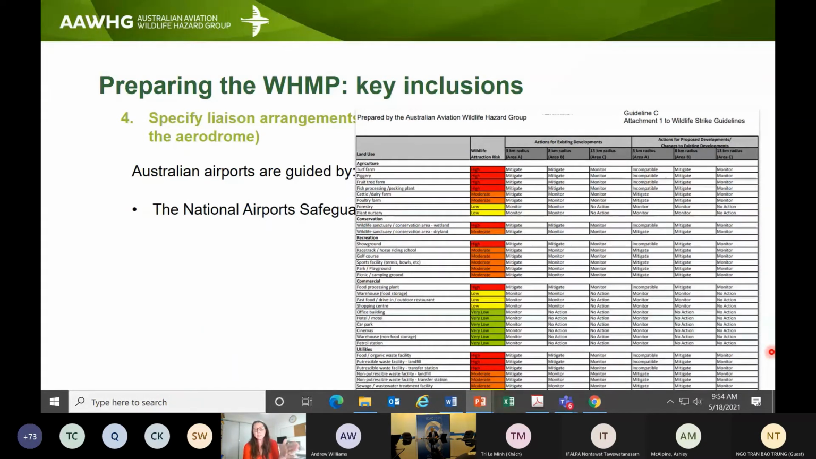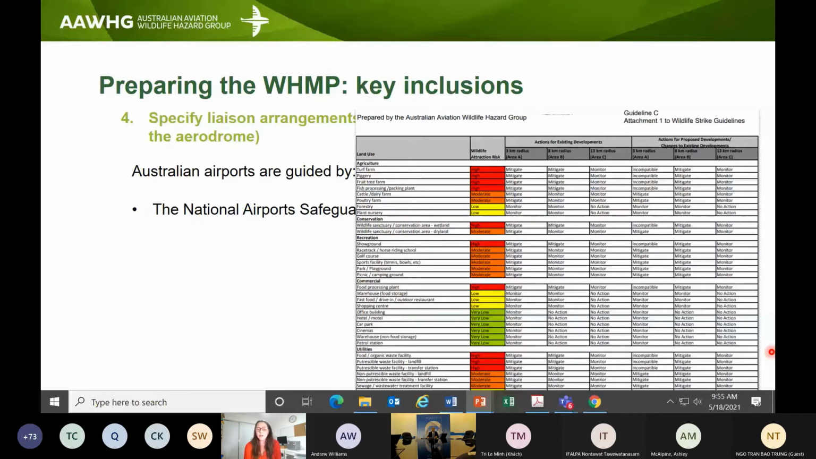You can see that on the left-hand column there's a series of land uses. The second column describes the level of risk that particular land use can contribute. And then the next three columns recommend the actions for those land uses within 3 and 8 and 13 kilometre radius of the airfield. And that's for those land uses that are already in place. The last three columns in that table talk about the actions recommended for those land uses when they're only proposed, so when they haven't actually been established as yet.